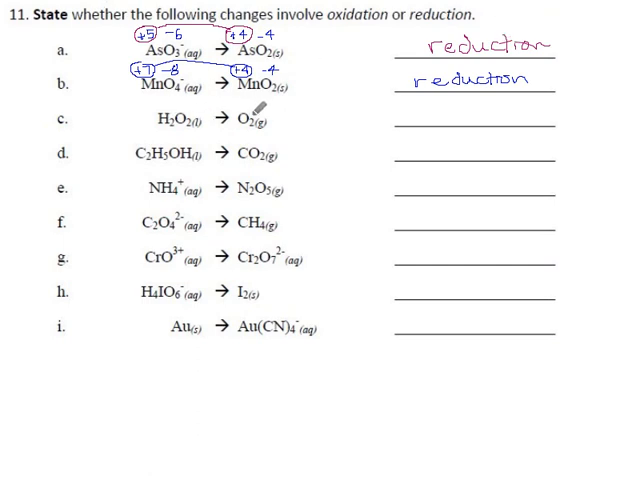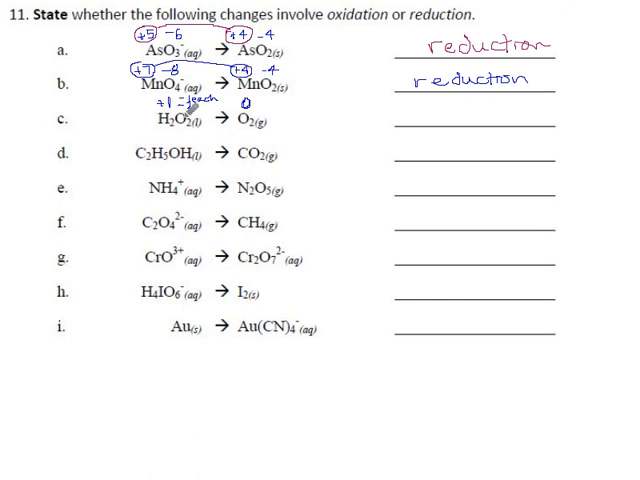Hydrogen peroxide to oxygen. Well, hydrogens are +1 pretty much always. Oxygens are usually -2, but not in a peroxide. In a peroxide, they're -1 each. So I'm going to put -1 each. And in oxygen, the oxidation state is 0.